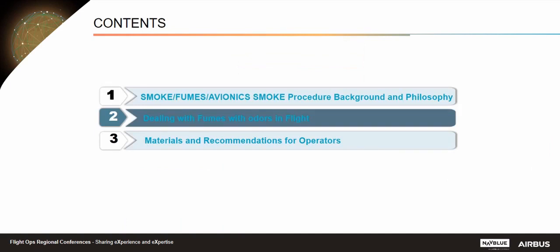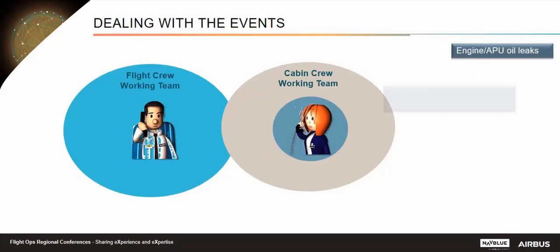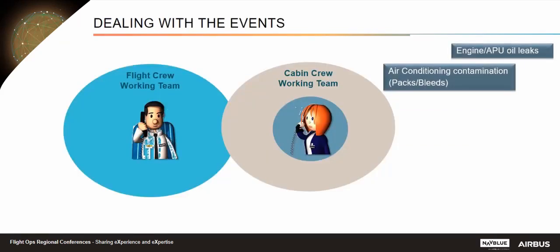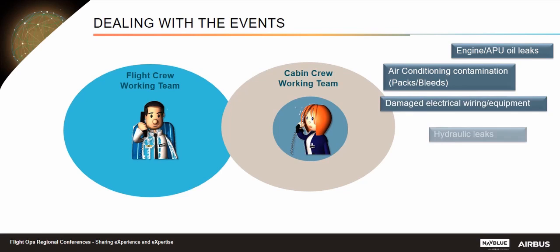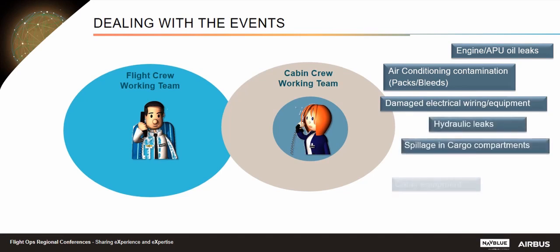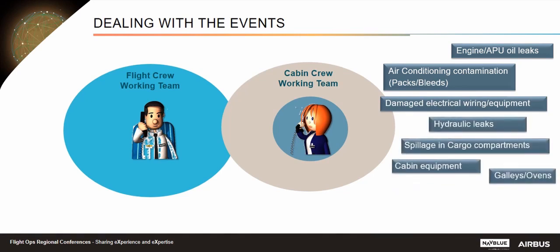So now that we have in mind the philosophy of the smoke procedure, let's review the specific case of fume with odors in flight. The main sources of fume with odors are either related to engine or APU oil leak or also to air conditioning contamination by the packs or by the bleeds. But there are also many other reasons, such as the examples that you can see.